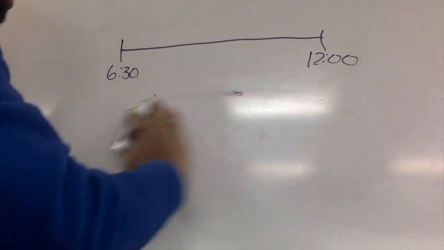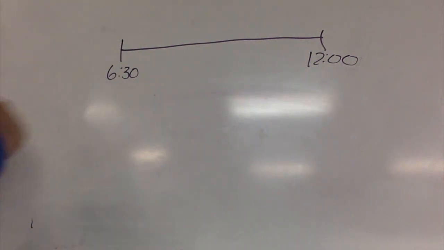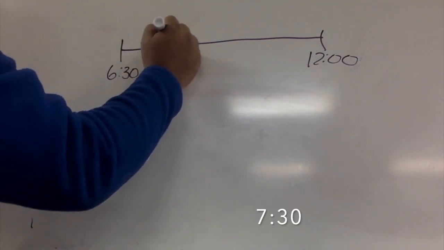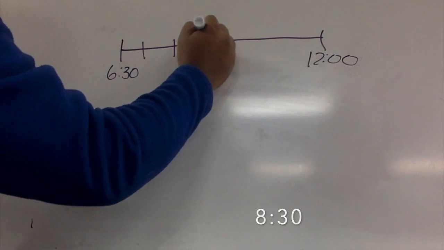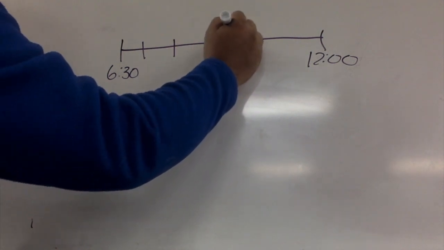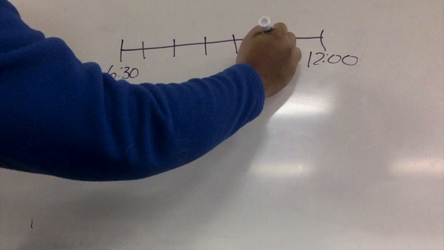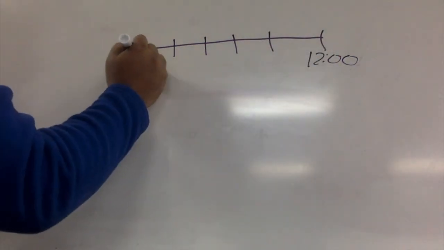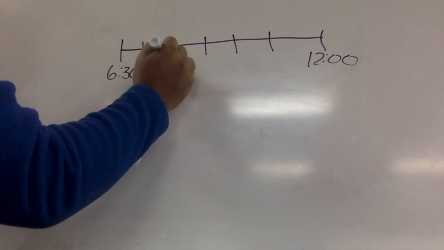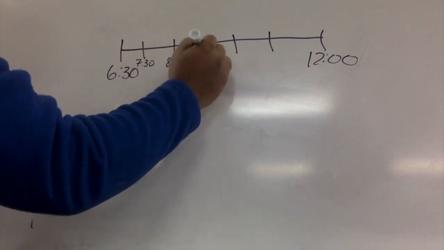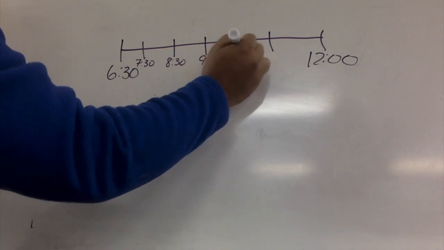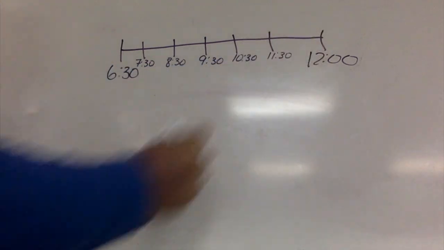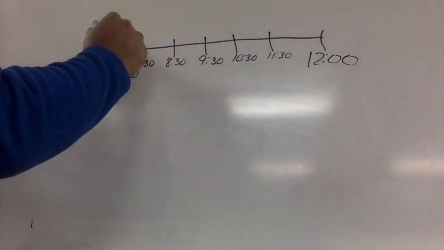So let's model it on the whiteboard. 6:30, 7:30, 8:30, 9:30, 10:30, 11:30, and 12. Let's label them. 7:30, 8:30, 9:30, 10:30, 11:30, and 12.